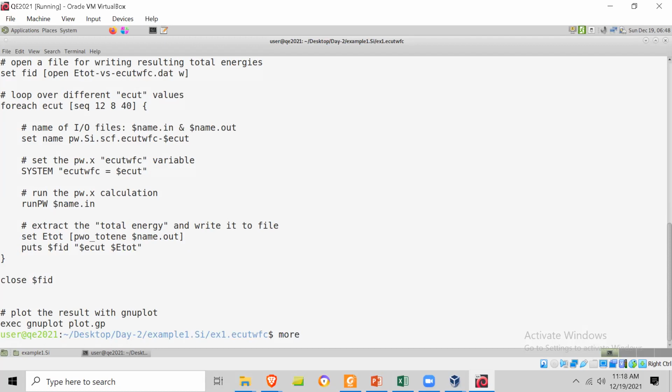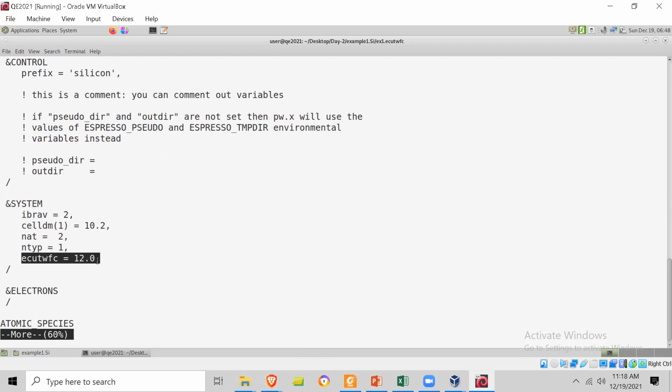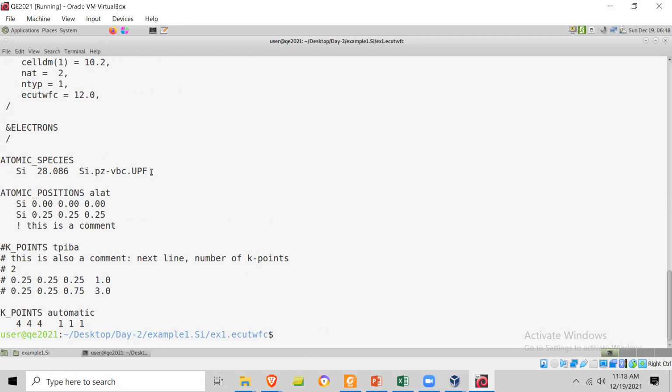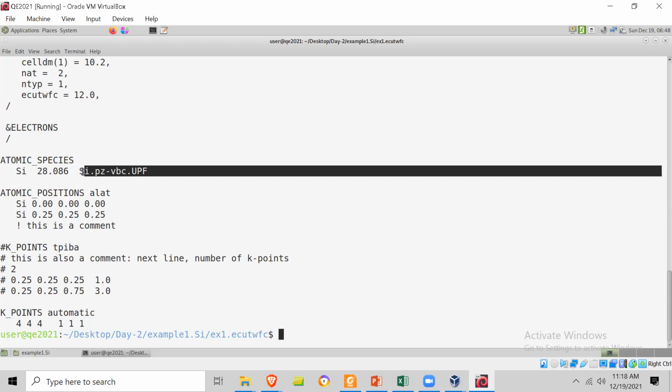The template file is here, pw.scf.in. This template file already has ecutwfc set to 12. All of this is set up. This is where you specify your pseudopotential file. This is called the atomic species card, where you specify the type of the atoms, its mass, and the pseudopotential file that you're going to use.